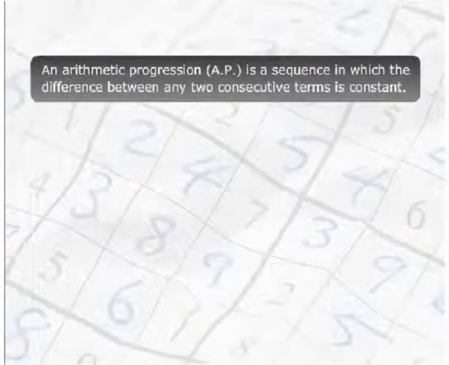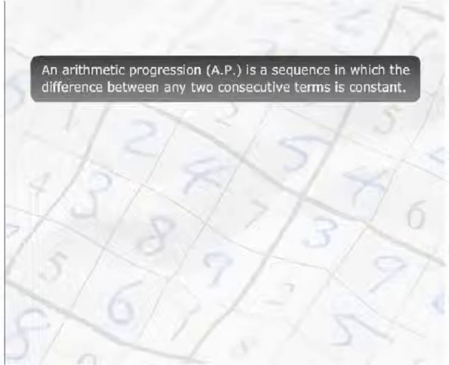Let's try to understand how to find the missing terms in arithmetic progressions. But before we do that, I don't think it'll do us much harm if I define an AP for you once again. It's a sequence in which the difference between any two consecutive terms is constant.